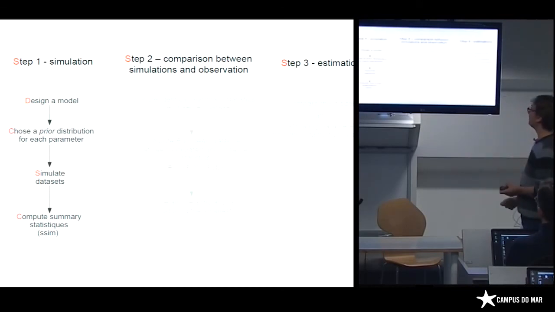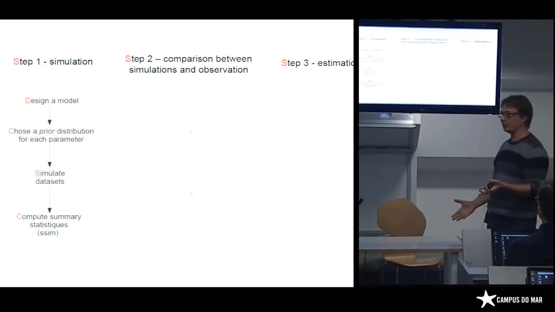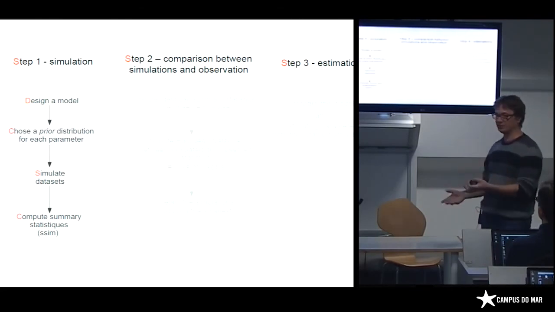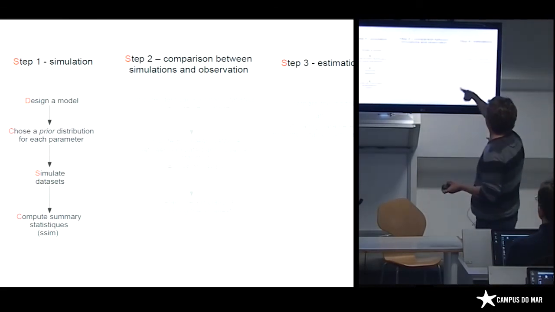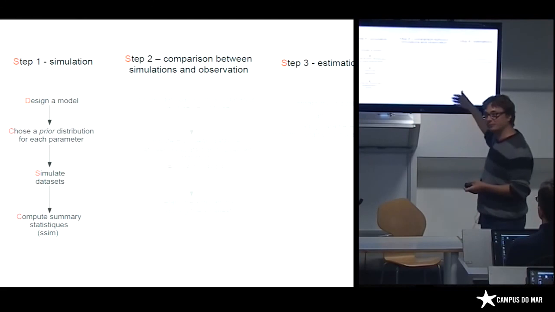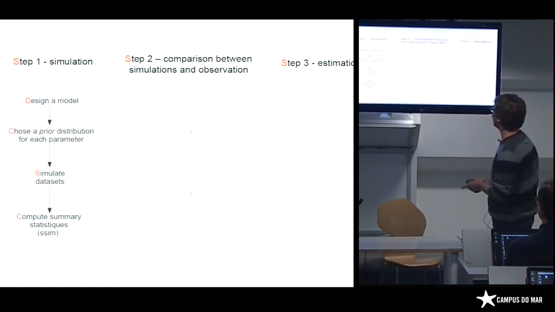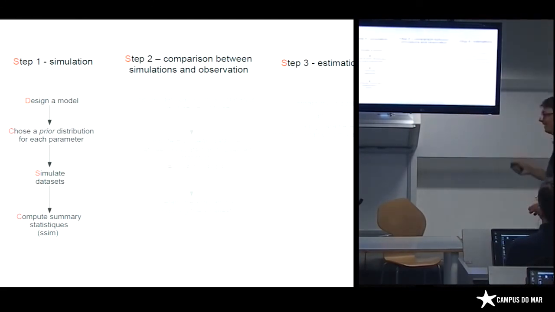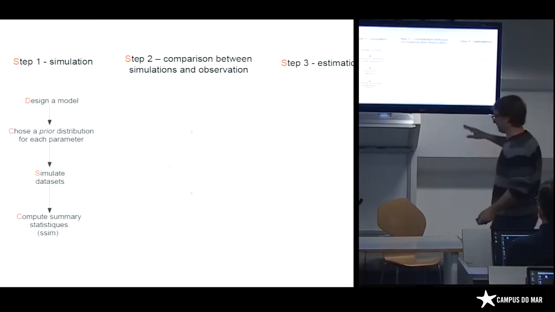So how does it work? There are 3 steps in the ABC framework. The first step is to do simulations, and it's what we are going to do now. And maybe we'll have a little time to do step 2 and step 3. So actually I can use this on the screen.